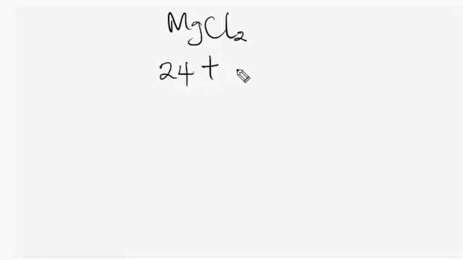Let's zoom into our workspace. First of all, we have magnesium chloride as MgCl2. To calculate the molar mass of this, that would be the atomic mass of magnesium, which is 24, plus the atomic mass of chlorine times 2. So that will be 2 times the atomic mass of chlorine, which is 35.5 here.